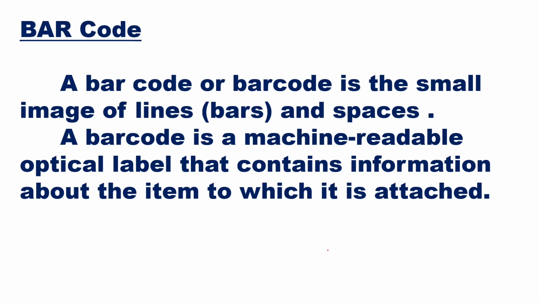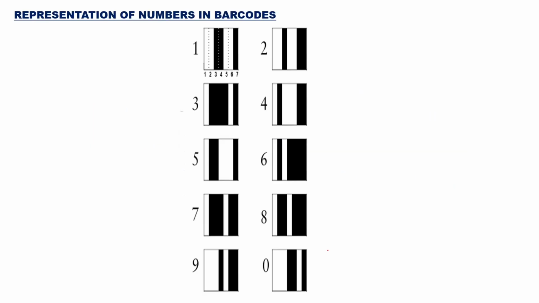A barcode is a small image of lines or bars and spaces. The bars will look black and the spaces will look white. A barcode is a machine readable optical label. That means you can sense it, you can scan it with an optical method. A barcode is a machine readable optical label that contains information about the item to which it is attached. Now, if you represent numbers on barcodes, here are some samples. How do you represent number one?